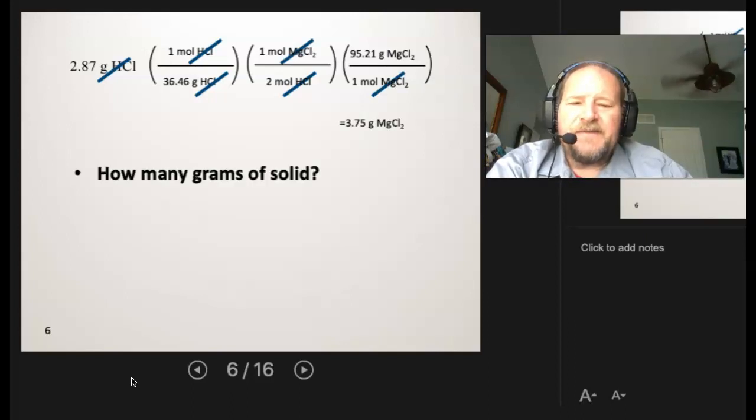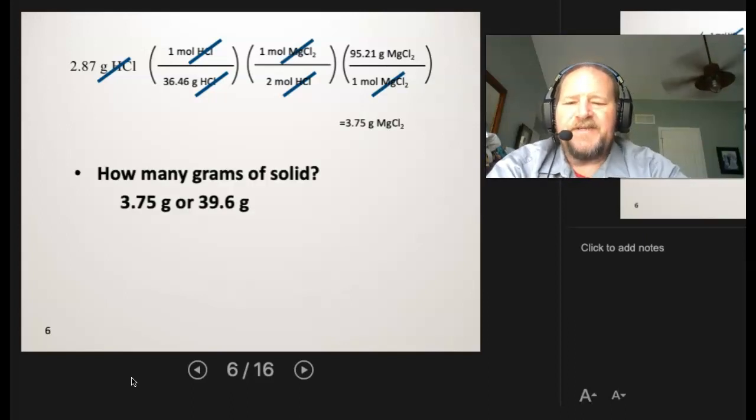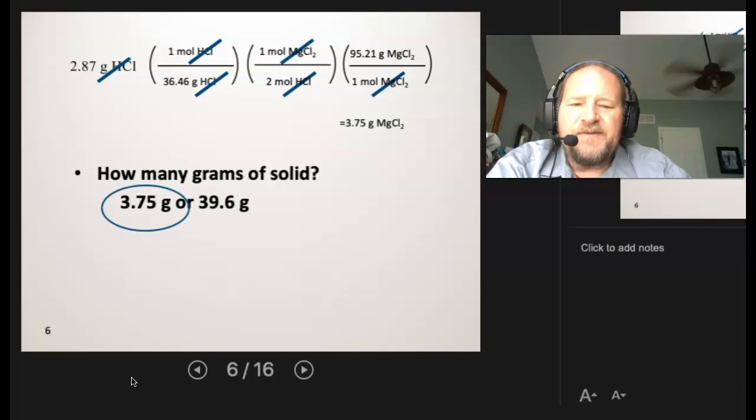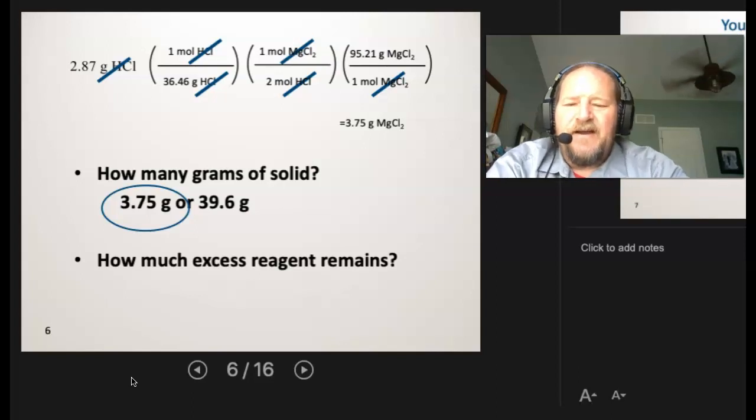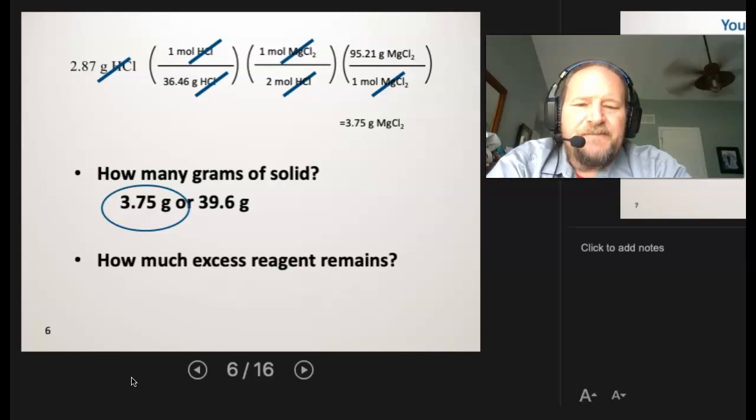So how many grams of solid were formed? Was it the 3.75 grams or the 39.6? It's always going to be the smaller value for our product, which means it's going to be 3.75 grams. Now for fun, you can try to figure out how much excess reagent remains. So I'd be happy to help you with that one. Get a hold of me if you want to work that out, and we'll see what you can do.